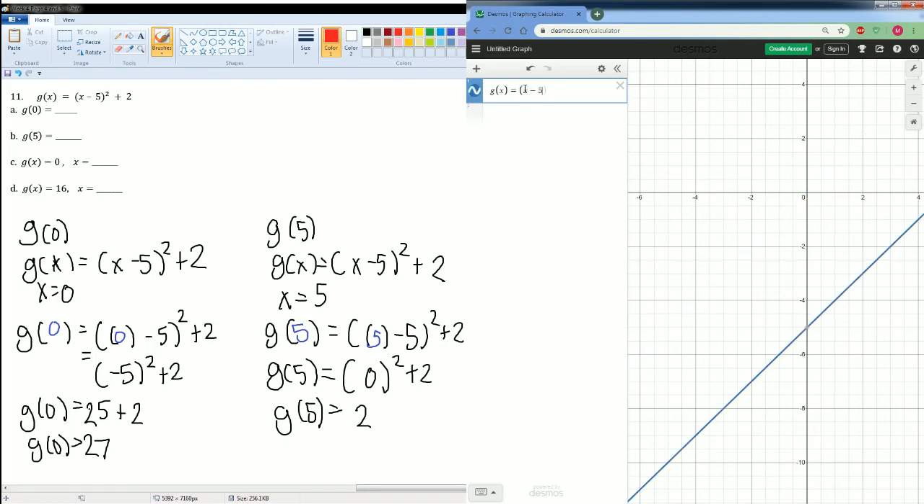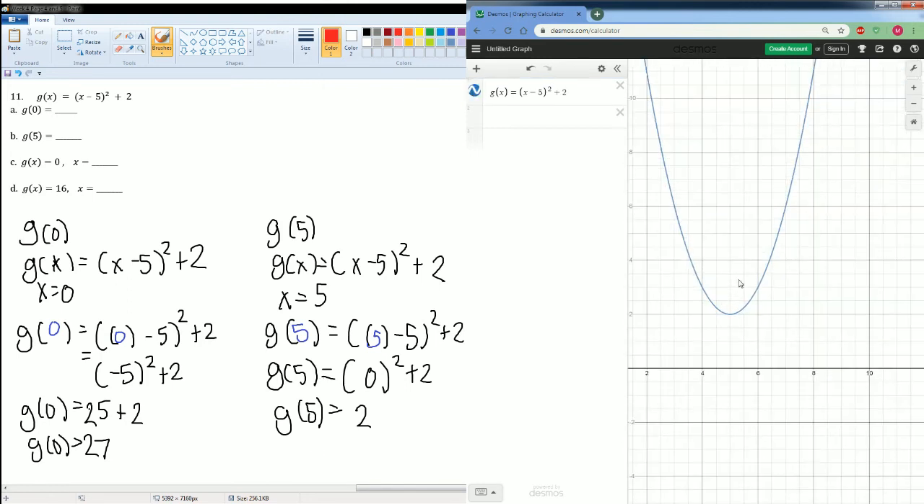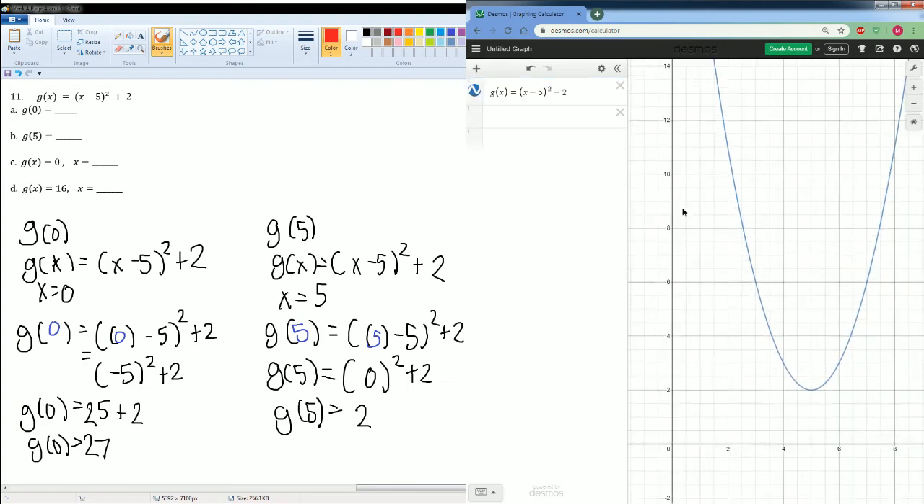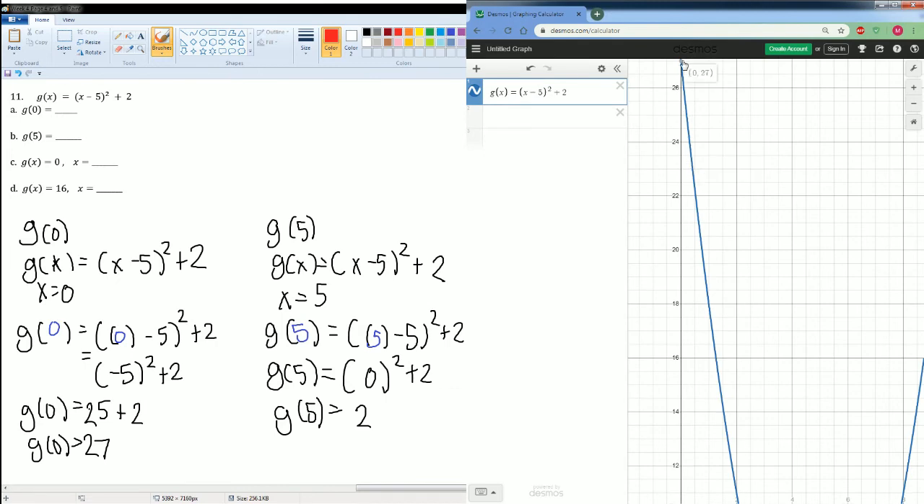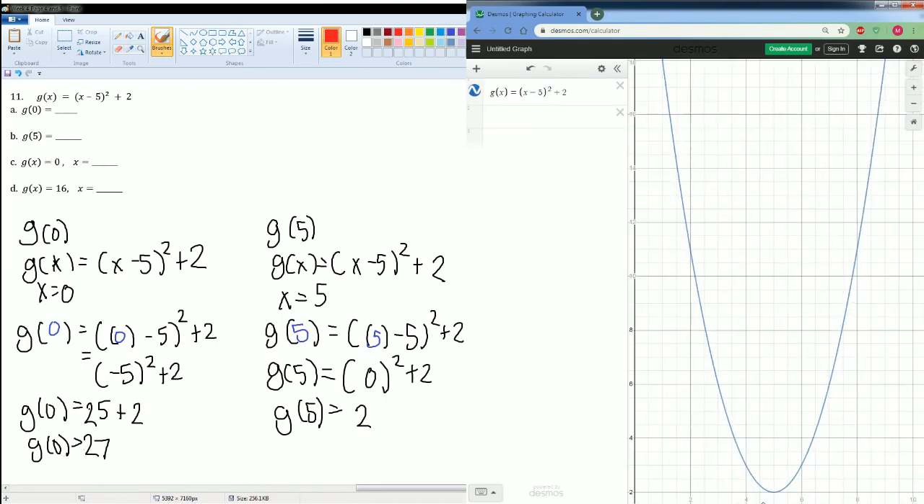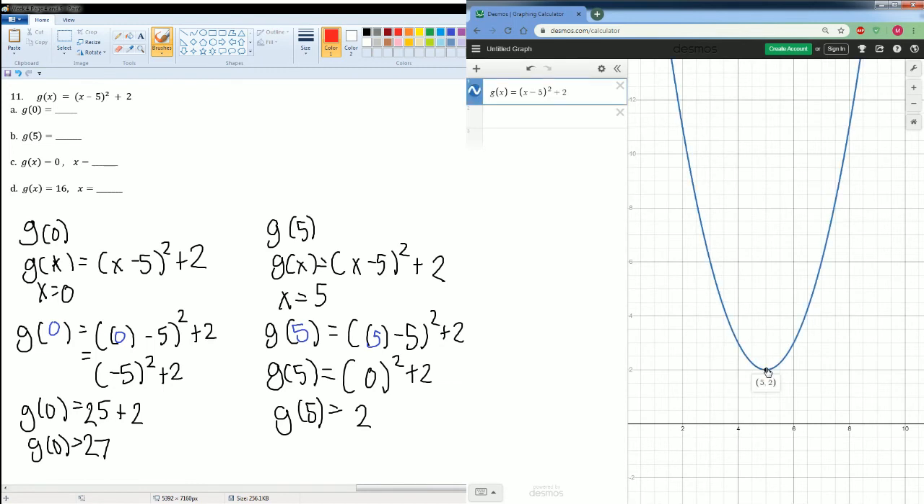X minus 5 squared plus 2. All right, plus 2. Okay, so you see how we made our life so much easier by just graphing it. So x equals 0 is down. This is when x equals 0. So x equals 0 is all the way up here, and x equals 25. Perfect. X equals 5. That is when we plug in a 5. 5 equals 2. Perfect.